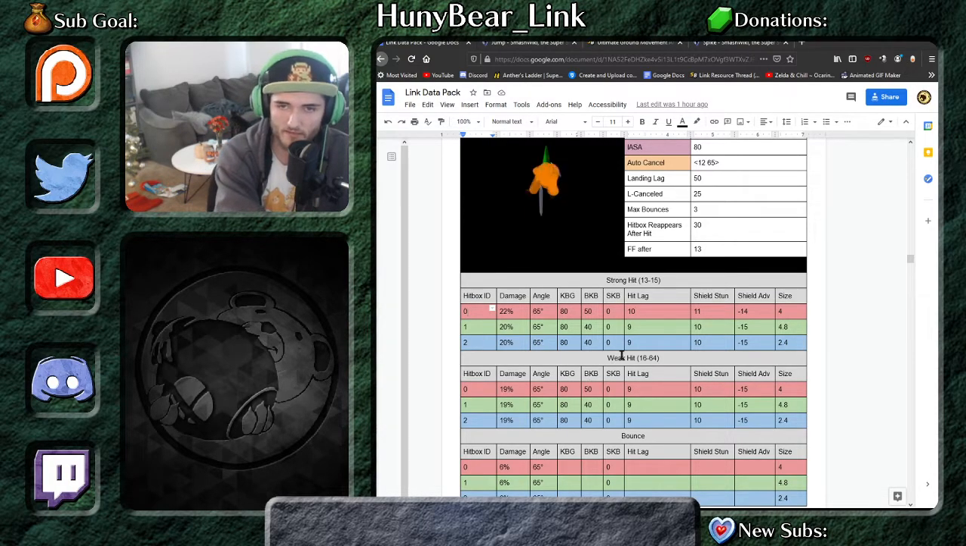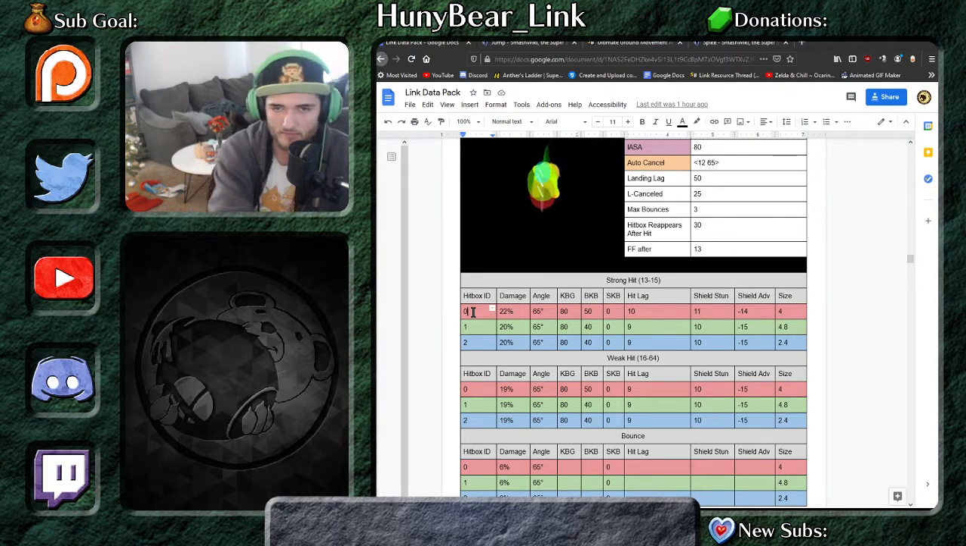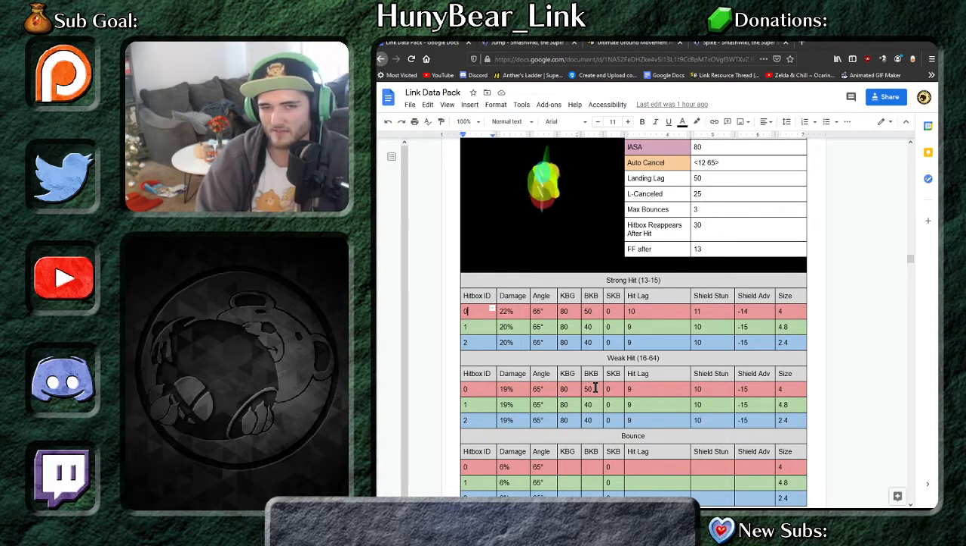Then you have the weak hit. Young Link's is actually backwards, so Young Link's down air is worse, just generally. You can't combo into it to get your kill moves. You're going to have to like bomb down air or floaty and make it a read or something. So the weak hit is 16 through 64. It does base 19 all throughout, but even still, the tipper does more knockback. But it's not as good. You don't normally want to hit people with the weak hit of down air.